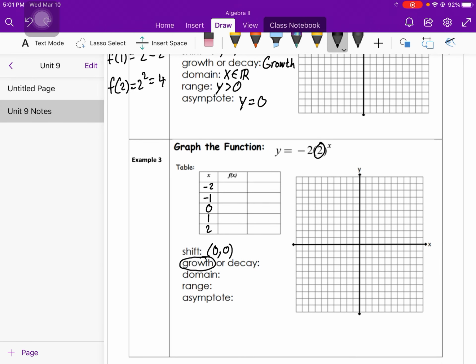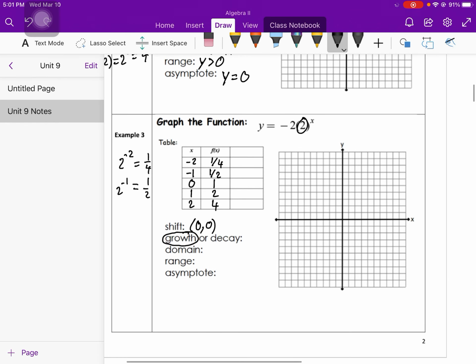Okay, the next thing we're going to do, now since we have the same f of x column, this is going to be the same: 2 to the -2, which is 1/4, 2 to the -1, which is 1/2. We're going to get the same values here. It's our a column that's going to change, that third column. So we got 1/4, 1/2, 1, 2, 4, the same values that we got up here.